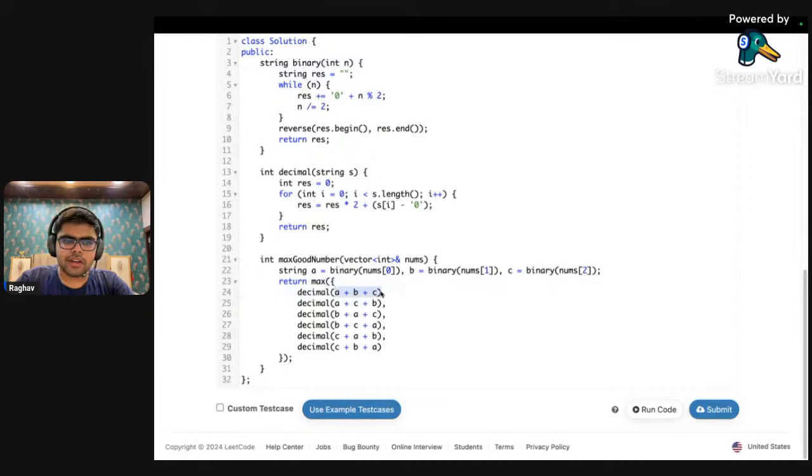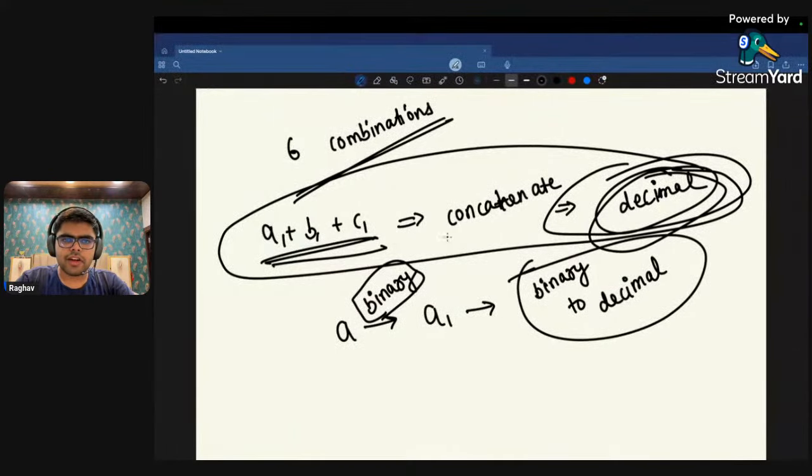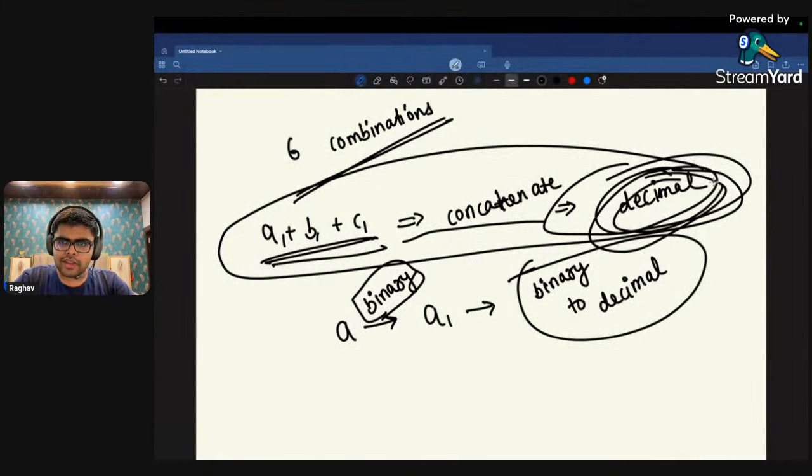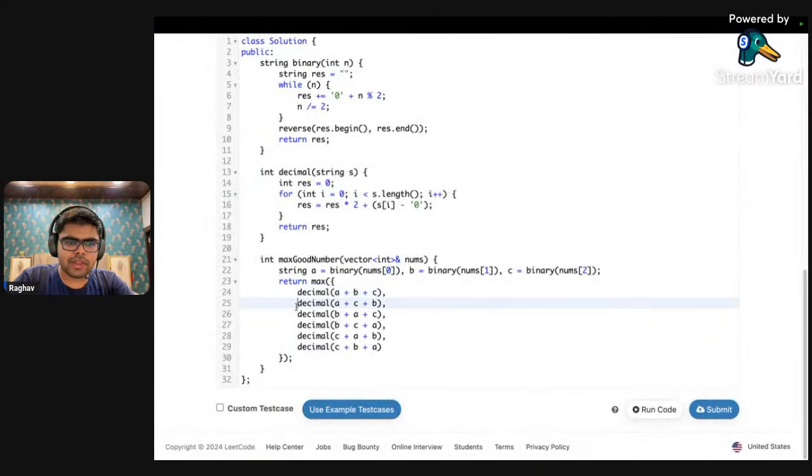After that, I'm doing this process. This is the concatenation part, as we had written here. And after that, I'm converting them to decimal, and we will get this thing. And we are doing the exact same thing for the other five combinations, and then we are taking the maximum one of all these six combinations.